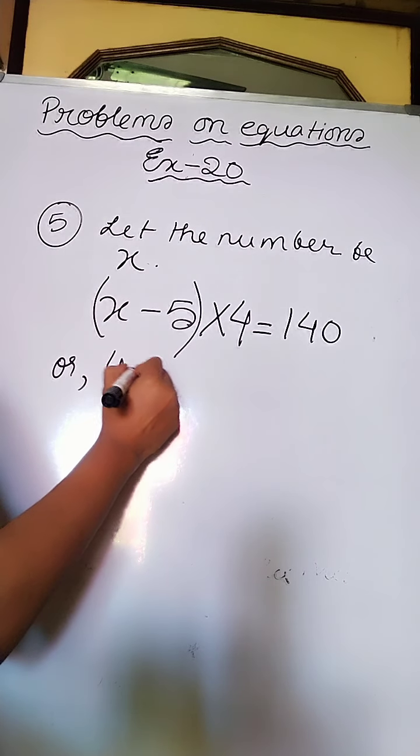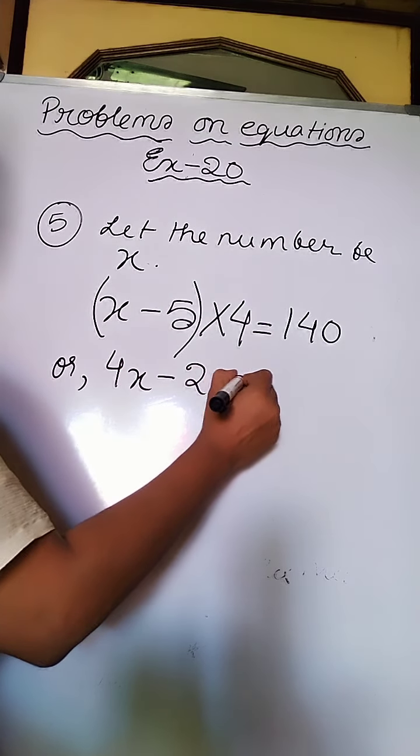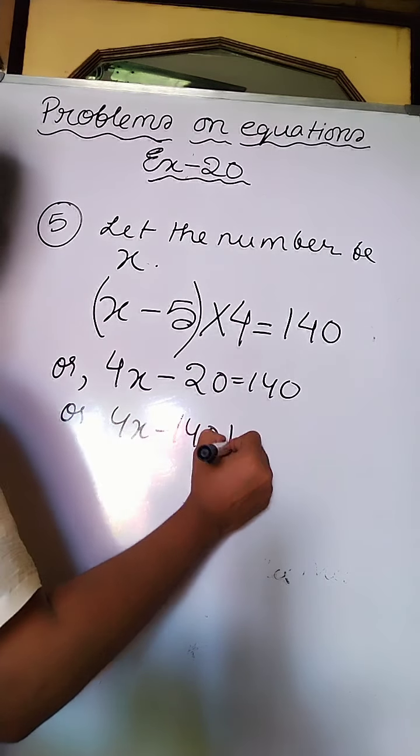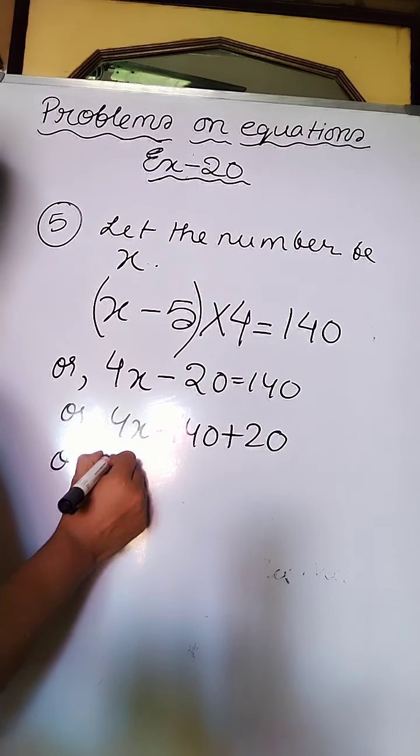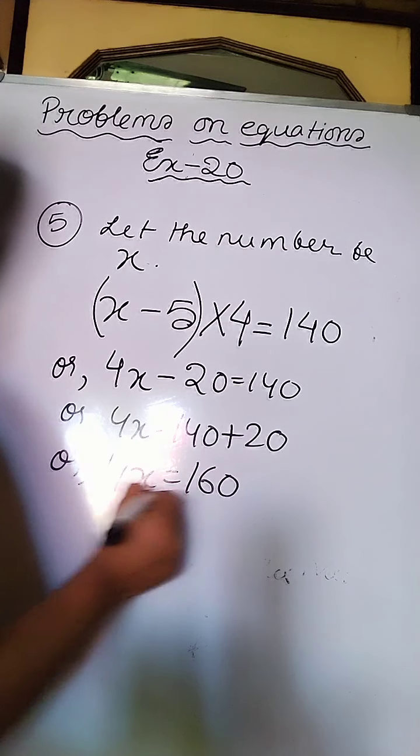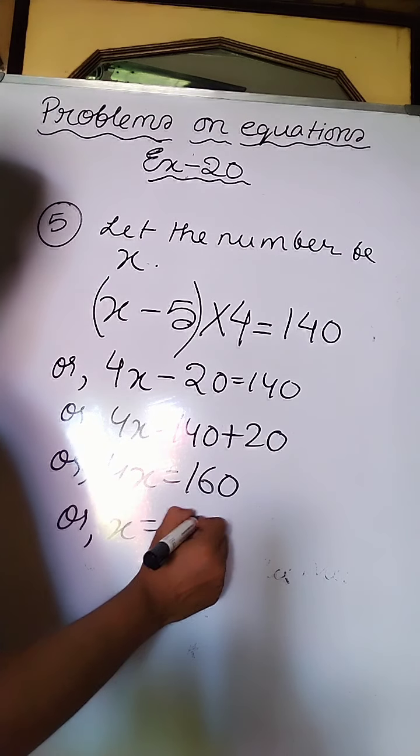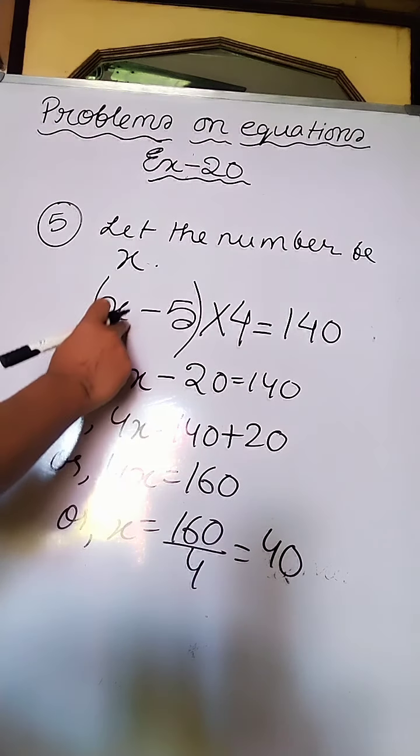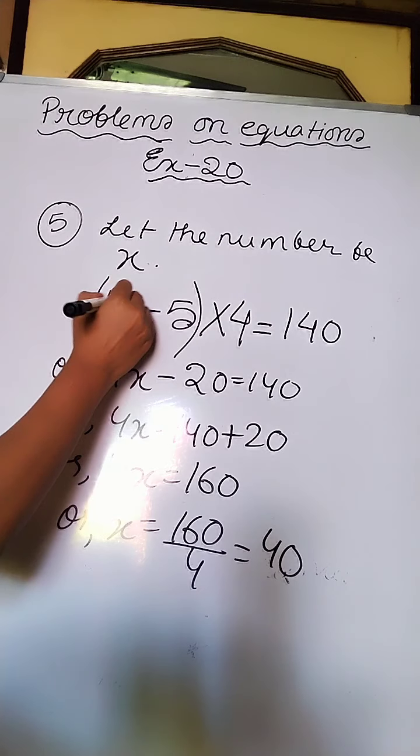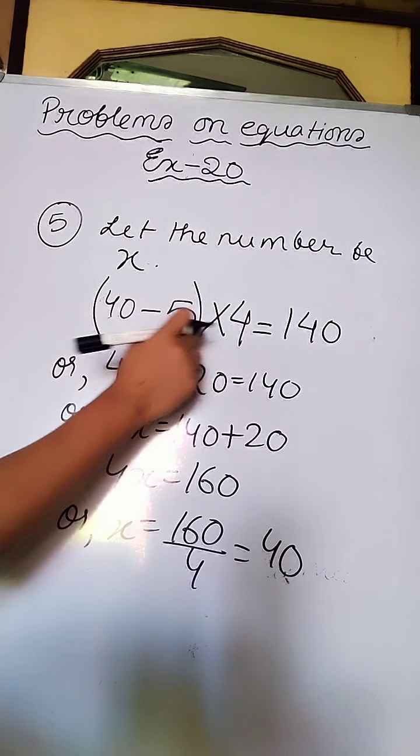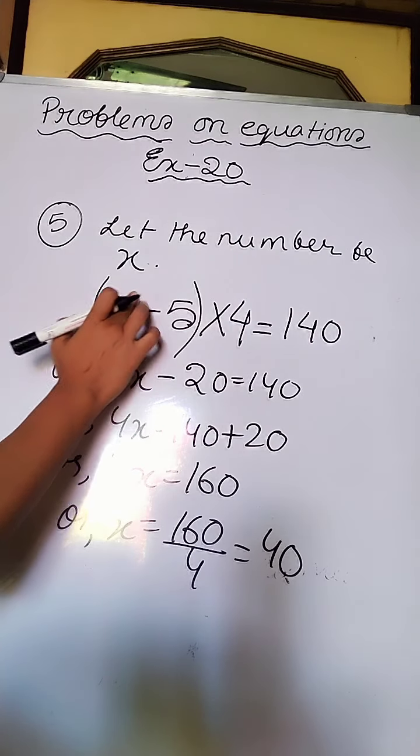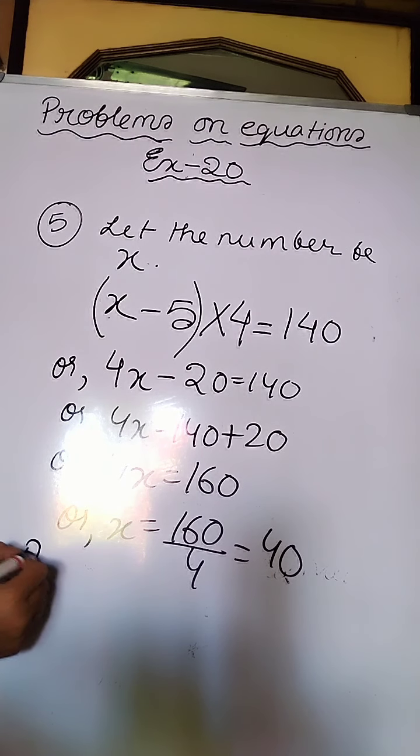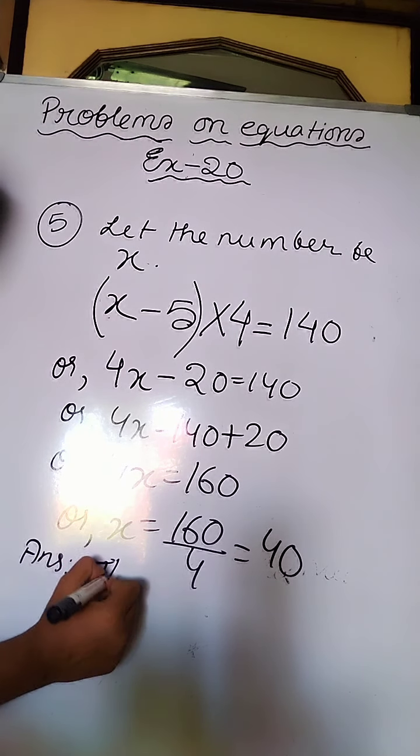4 into x, 4x, minus 4 into 5, 20, equals 140, or 4x equals 140 plus 20, that is 160, or x equals 160 by 4, that is 40. If you place 40 over here, you can check your sum. 40 minus 5 is 35, and 35 into 4 is 140. So 40 is the actual answer, which is absolutely right. Through this you can self-check your sum. Then you write the answer that the number is 40.